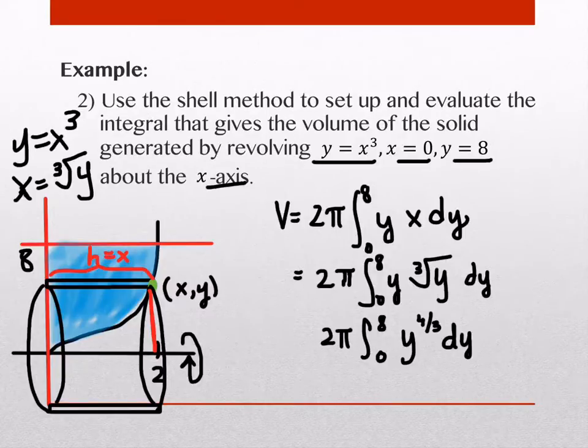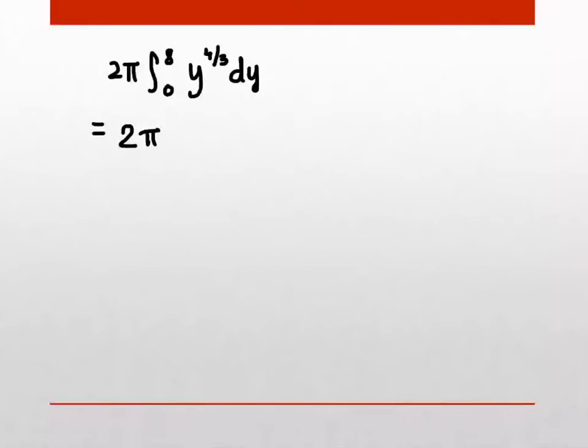Good, all right. I'm going to use this next screen since I've got the space in here. Okay, so the 2 pi is going to stay. The y to the 4/3 becomes y to the 7/3. And then we would divide by 7/3, or in this case, I might want to write it as multiplication by 3/7. Sorry. We're evaluating at 8 down to 0. Everybody good so far?